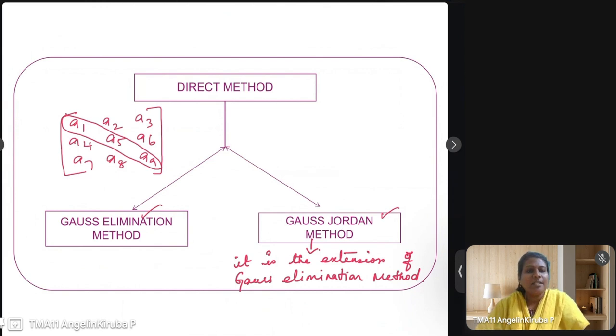For an upper triangular matrix, we have to convert the elements below the diagonal elements to be equal to 0. That is, we have to convert this A4, A7 and A8 to be equal to 0. And for the Gauss-Jordan method, we have to convert the given matrix into a diagonal matrix. A diagonal matrix means you will be having values only in the main diagonal elements. Other elements will be equal to 0. That is called the Gauss-Jordan method.